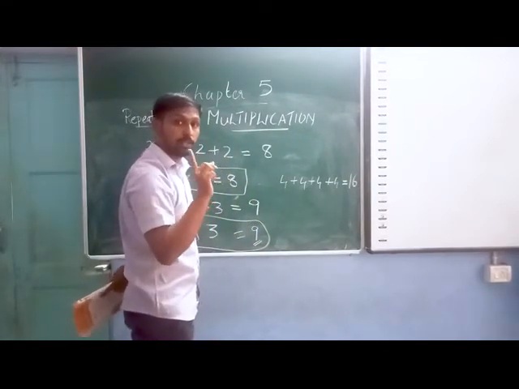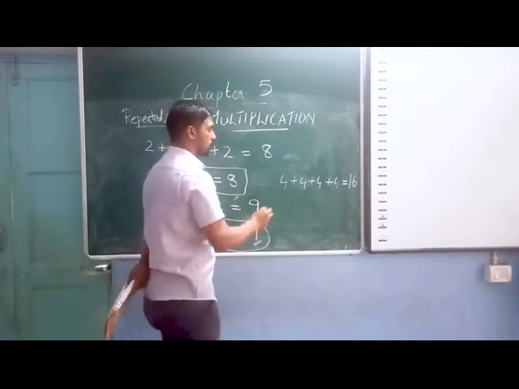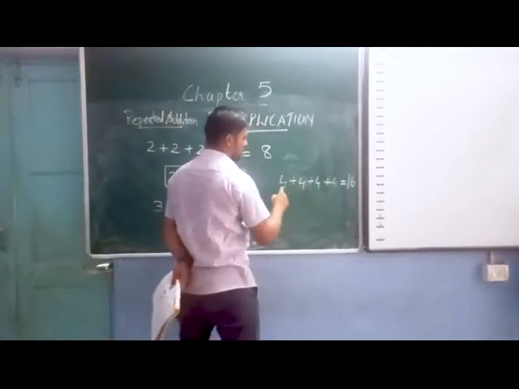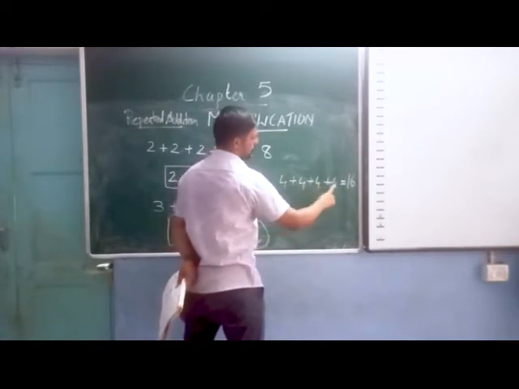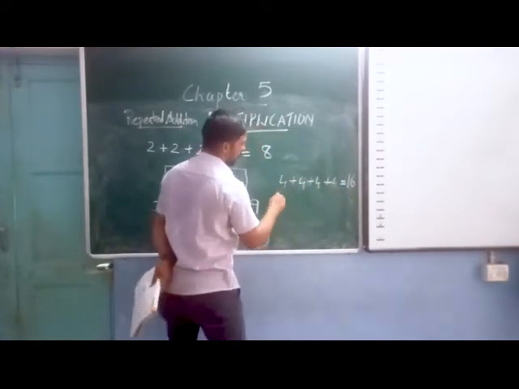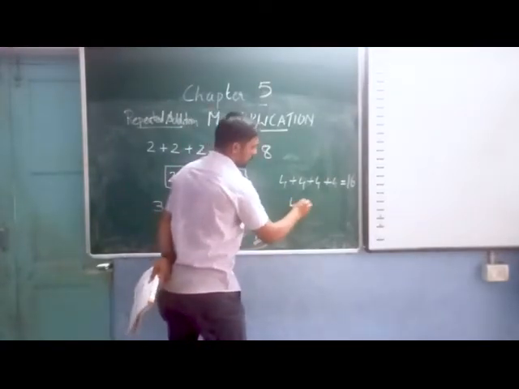Always remember that it should be of the same number. We cannot add different numbers, only the same numbers. So 4 plus 4 plus 4 plus 4 is 16. Which number are we adding here? 4. And how many times are we going to add it?